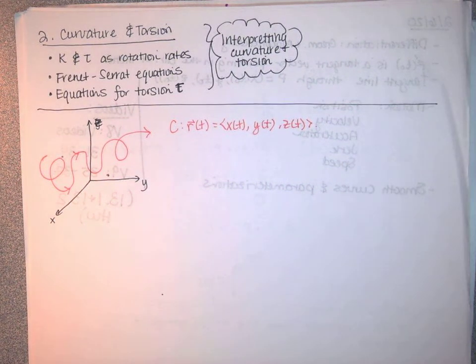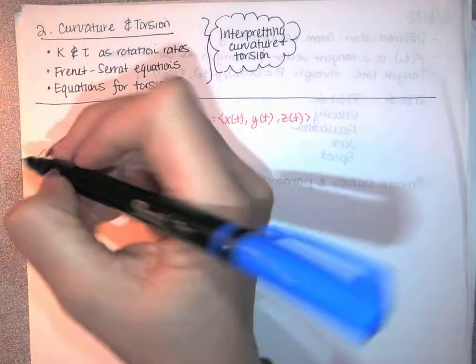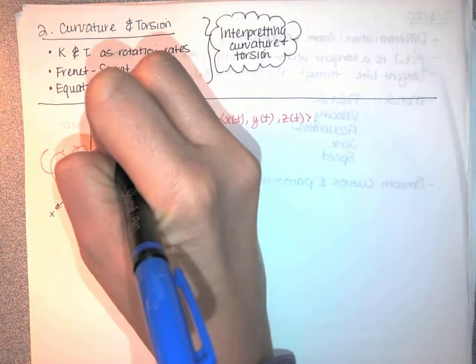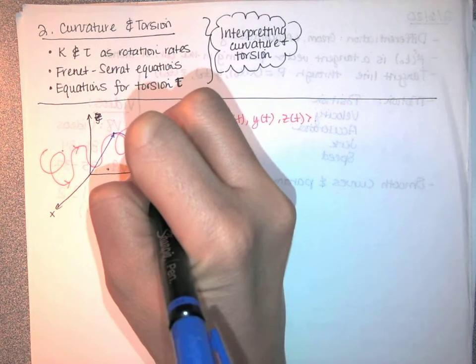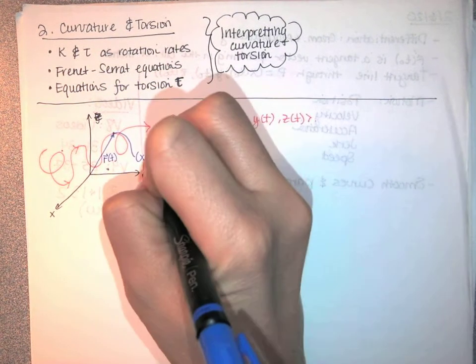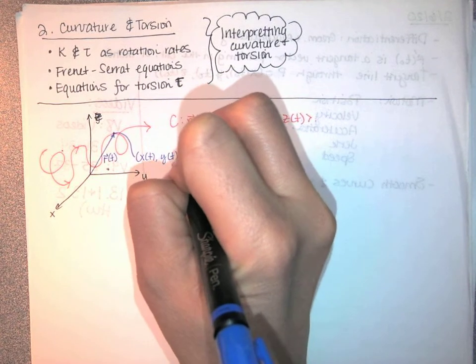Now remember how this works. R of t is a vector. It points to a particular location. So it starts at the origin and it points here. And at that point, this is R of t. It says you are here at this location. That's x of t, y of t, z of t.